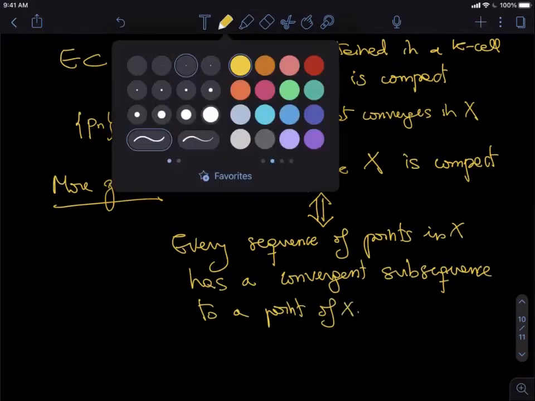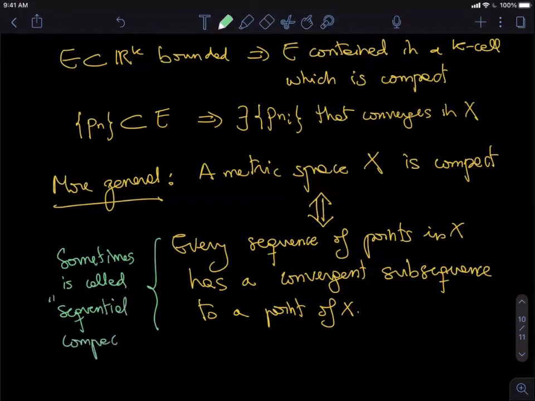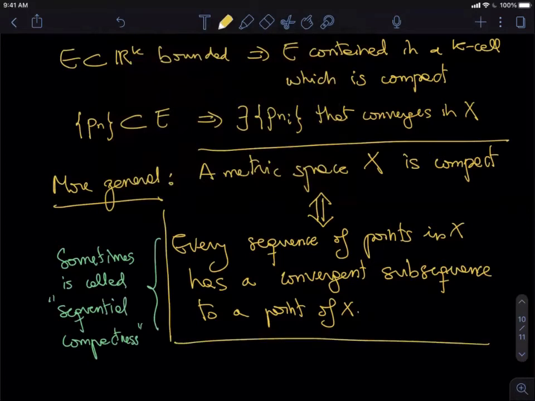Sometimes this is called the second property. Sometimes it's called sequential compactness. We are not going to see the proof of this equivalence because, as I said, it's a little more involved.